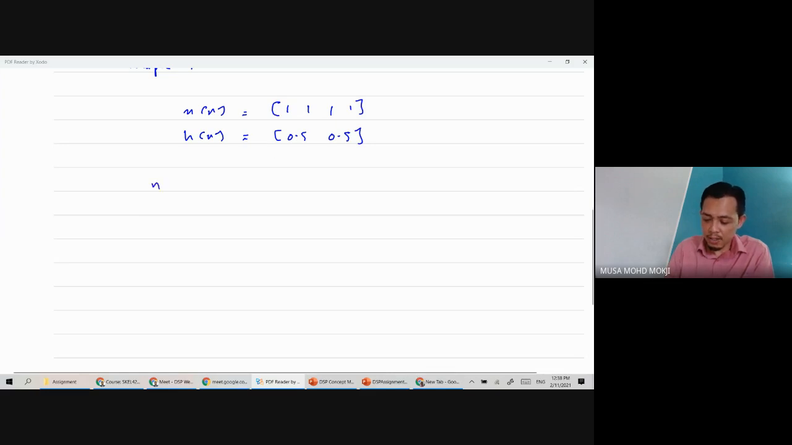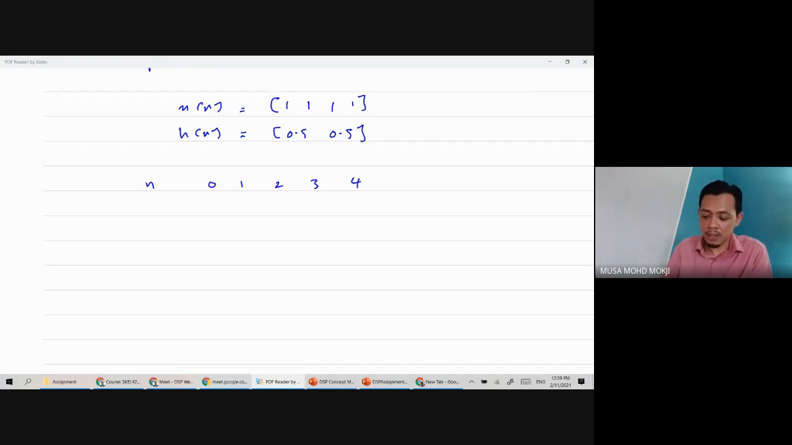So n, we will start at 0, and then we have 1, 2, 3. So maybe we'll have up to 4. If you're not really sure what the end of n will be, just write any value first, because later you will see it. After you finish the answer, you will see what the end of n is. x[n] is 1, 1, 1, 1. h[n] is 0.5, 0.5.